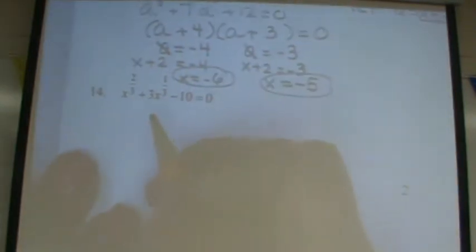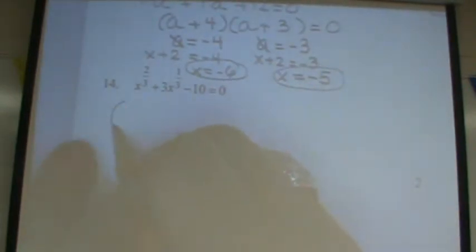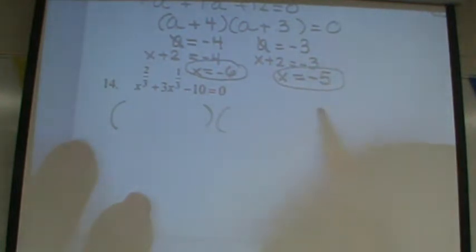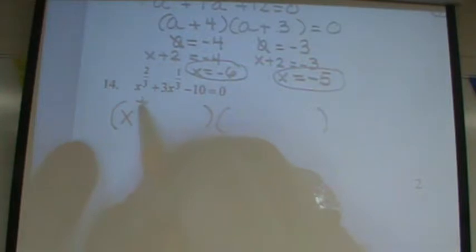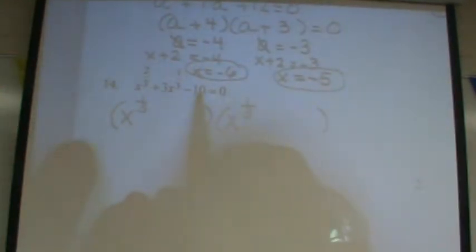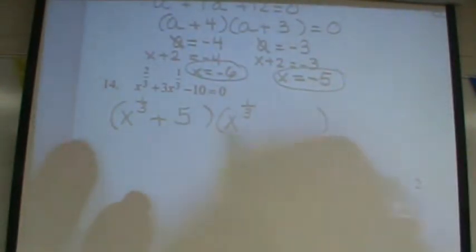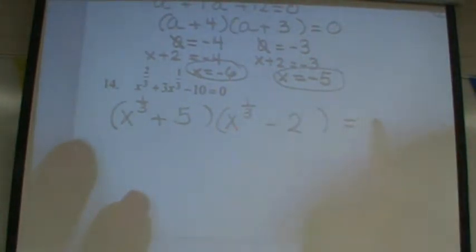And this one is based on the radical problems. How would you break up 2/3? Well, 1/3 times 1/3 is 2/3. What two numbers multiply to give you -10 but add to be 3? That would be 5 times -2. So set each of these equal to 0.